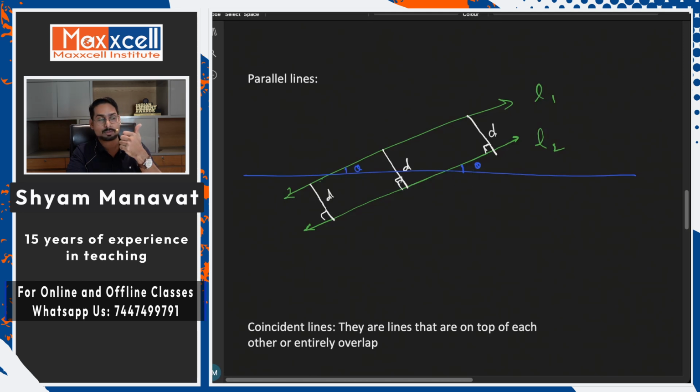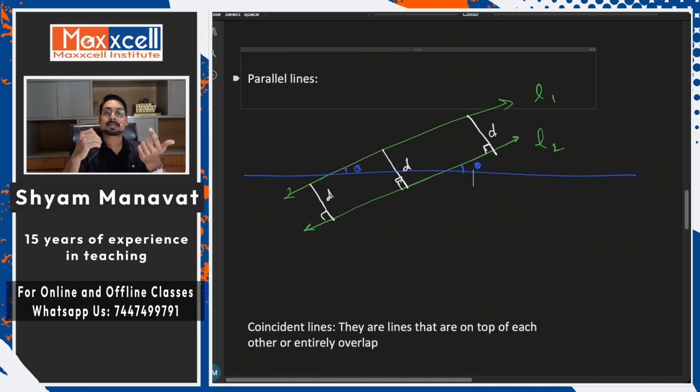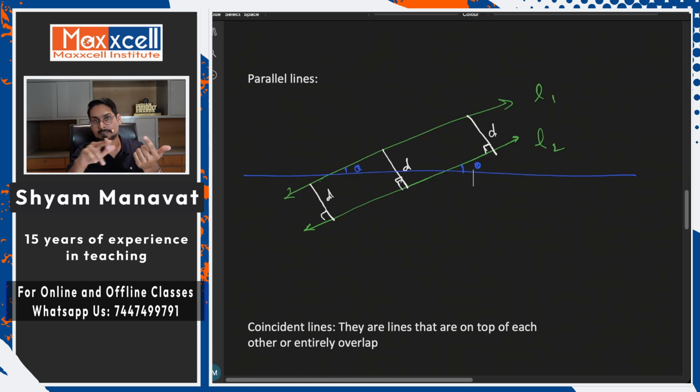So what are the properties of parallel lines? They never intersect. The perpendicular distance between these two lines is the same at any point. They make the same angle when compared with the third line passing through them. Or you can say they have the same inclination, same angle. These are the properties of parallel lines.